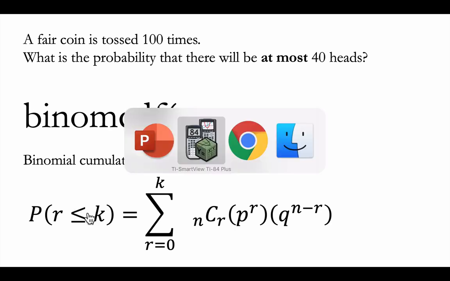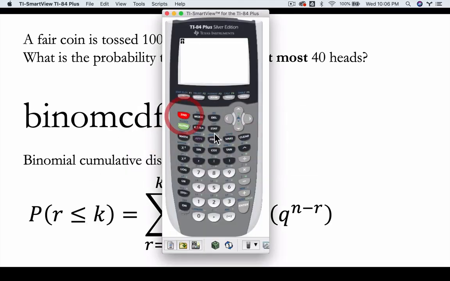How do we do that? Let's take a look. So we hit second vars, and I go to alpha B, it's choice B on this list. That's my binomcdf, and the first number I enter will be the number of trials, which in this case is 100. We're tossing a coin 100 times. The probability of getting a heads is 0.5. The number of heads we're looking at is 40, and we hit enter, and we get an answer. You get about a 2.8% chance of getting at most 40 heads. So that's the first part.